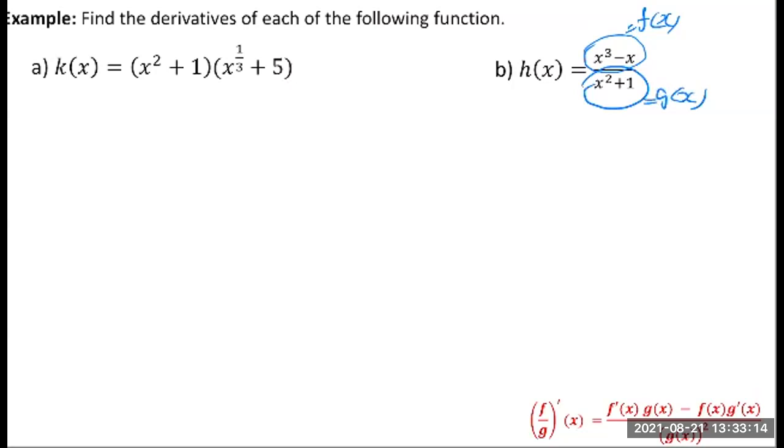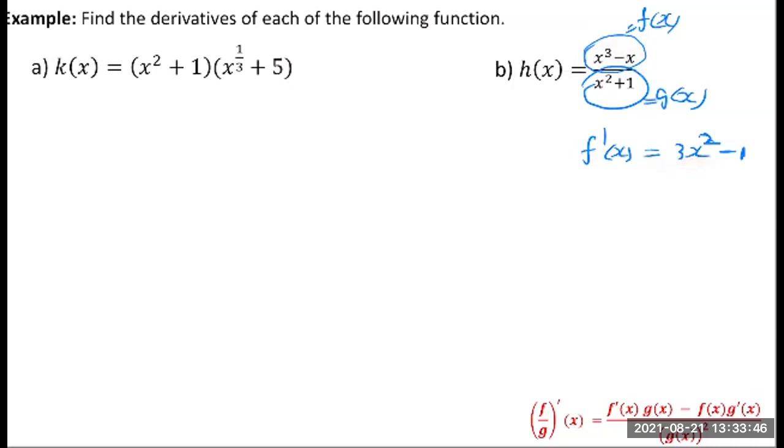Okay. Then to go with this formula, I need f prime of x and g prime of x, right? So let's find them here. My f prime of x would be clearly 3x squared minus 1. Would you agree with me? The derivative of the top function, f of x, is the derivative of this function minus the derivative of this function. The derivative of this function is 3 times x squared using the power rule.